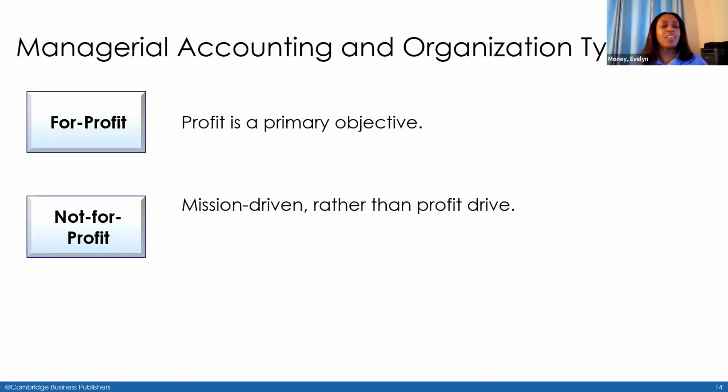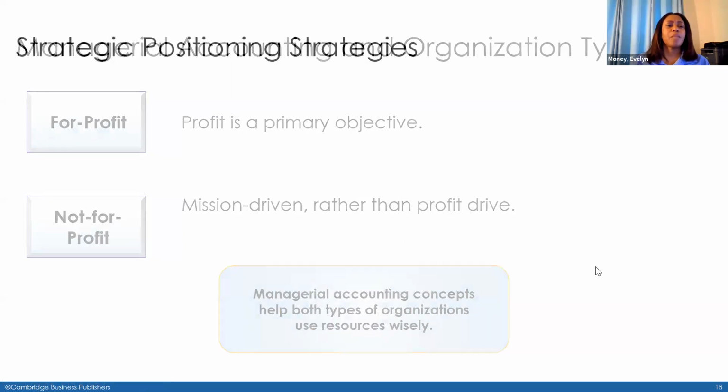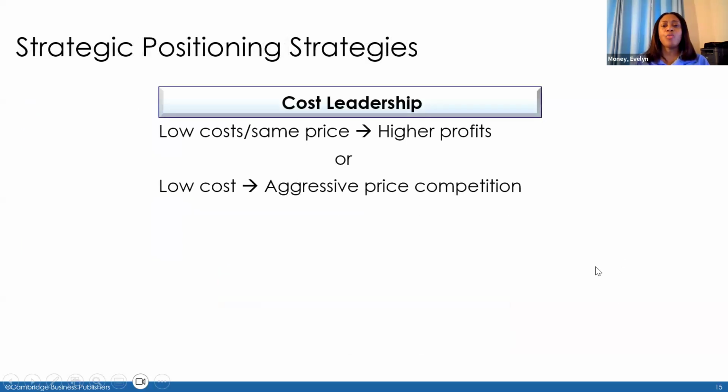Now, it doesn't mean that a not-for-profit entity can't make profits. Yes, they can make profits. It's just that those profits need to be reinvested towards the primary purpose of the organization as a whole. So you still need managerial accounting whether you're dealing with for-profit or not-for-profit. It's all about how we're using our resources.